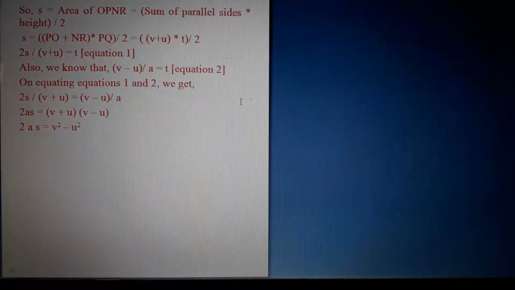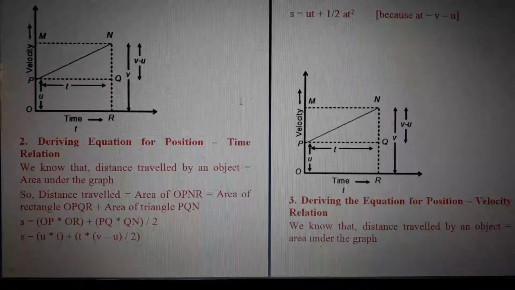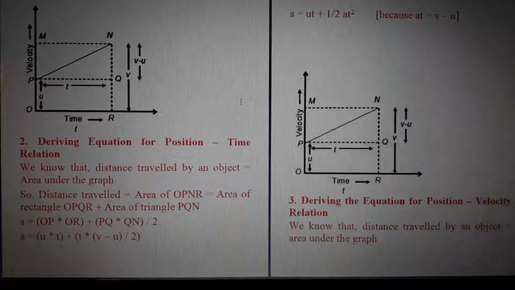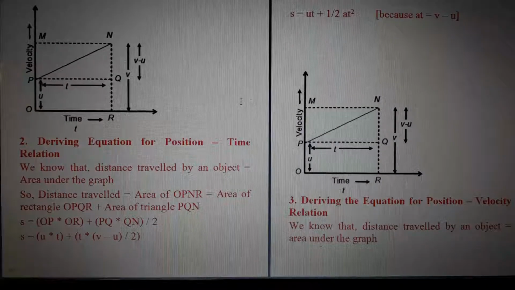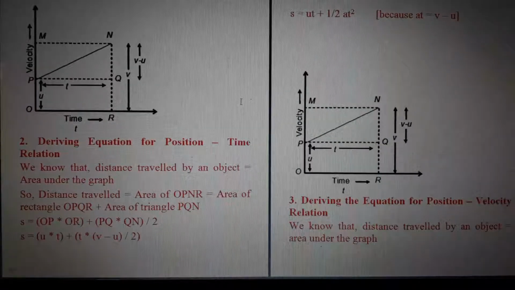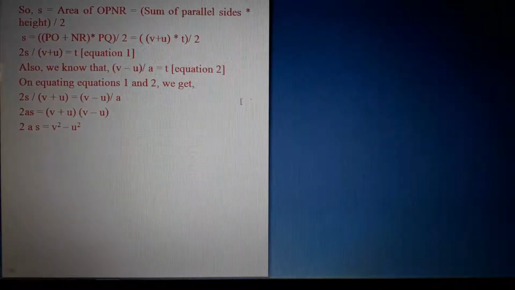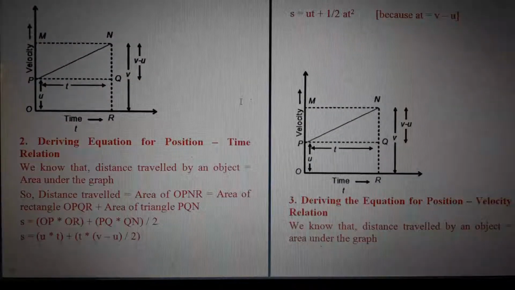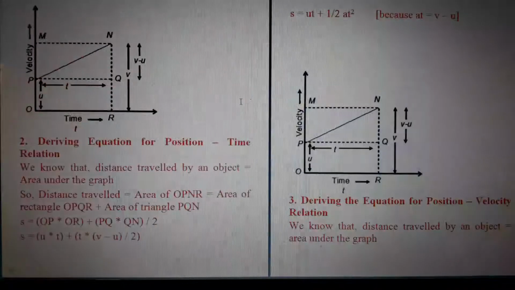Okay. So area of OPNR. Okay, this is another equation. OPNR, area of this geometrical figure is what? The sum of the parallel sides into height. Sum of the parallel sides is what? PO plus NR. And height, what is height?